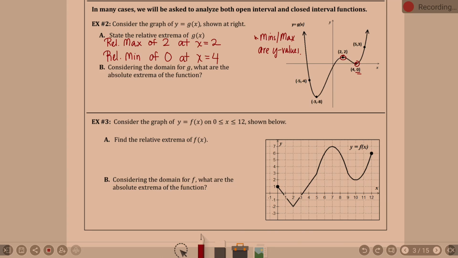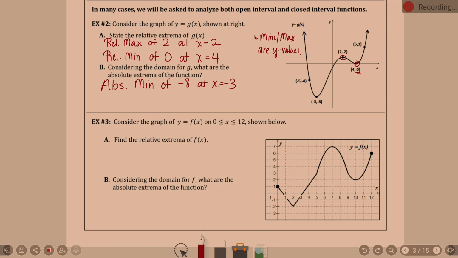Good, we're getting it. Let's see. Considering the domain for g, what are the absolute extrema of this function? So what do we know? Absolute min at negative 8 at x equals negative 3.